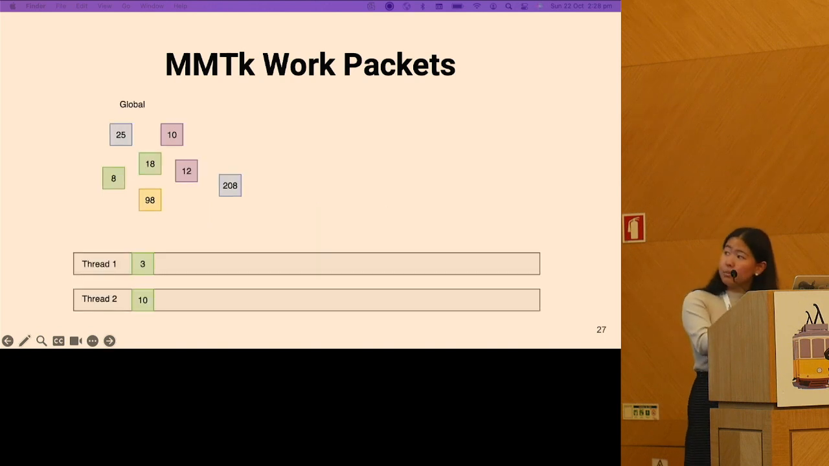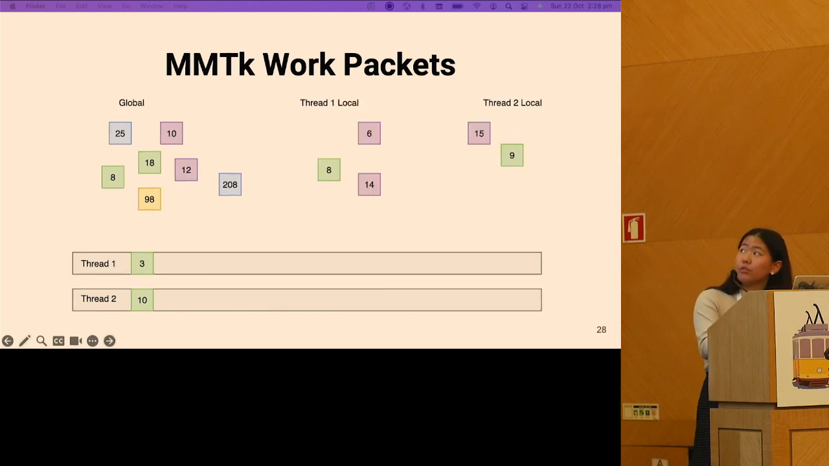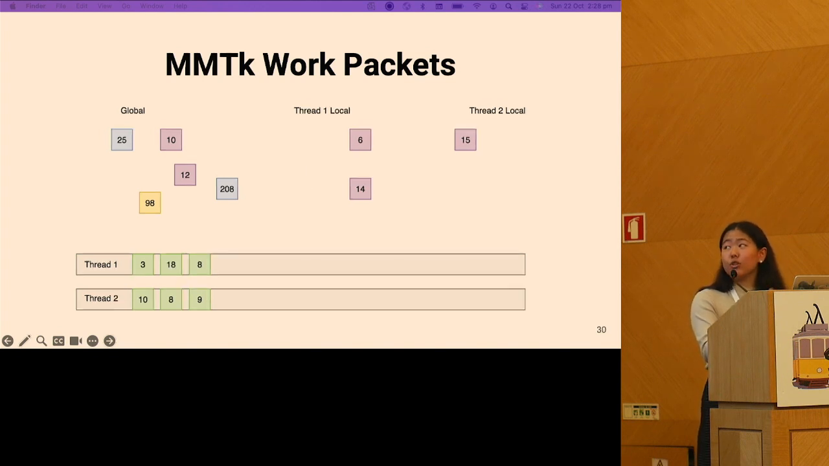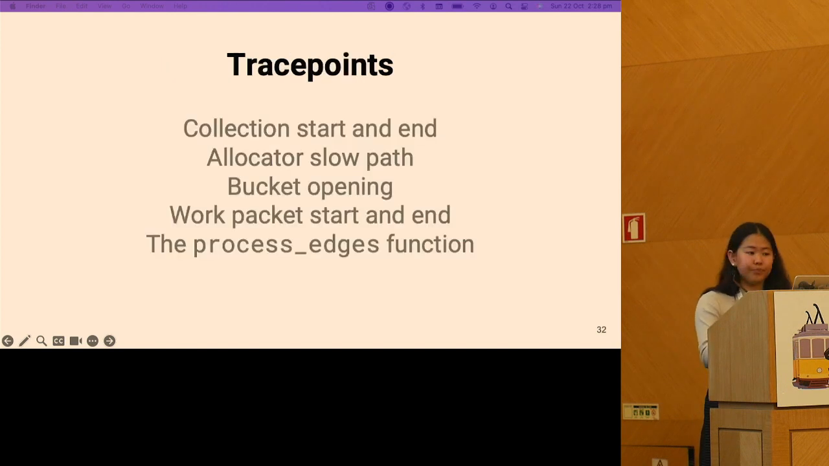As an example, you have two worker threads here, and the different colors are different buckets. They might execute some work packets and then produce some more work packets dynamically into their local pools. And then they'll just keep grabbing from the global pool. When they run out, they'll grab from the local pool. And when they run out of that bucket, the bucket closes and a new one opens.